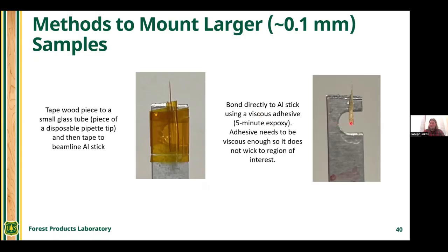Another way you can do this is if you have a large enough piece of wood, you can just bond it directly to the aluminum stick. But we should always make sure we use a viscous adhesive, such as a 5-minute epoxy. The adhesive needs to be viscous enough such that it doesn't wick to the region of interest.